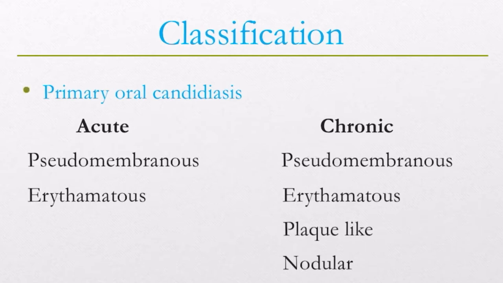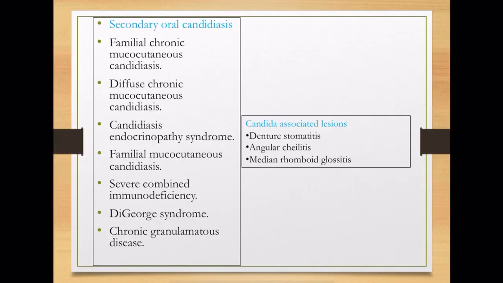Under primary candidiasis, you have again further classified into acute and chronic, and under secondary candidiasis you have a list of lesions like your familial chronic mucocutaneous candidiasis, your diffuse chronic mucocutaneous candidiasis and so on. And under candida associated lesions we have denture stomatitis, angular cheilitis and median rhomboid glossitis.